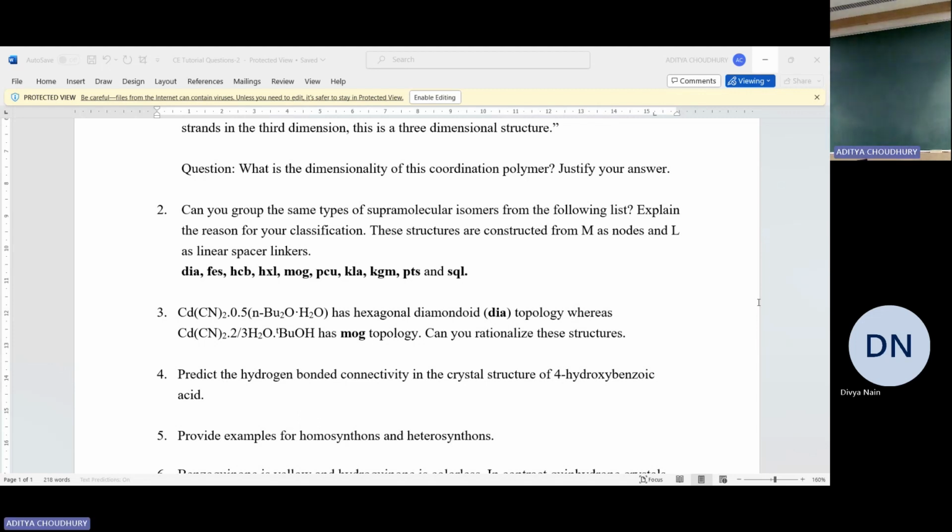Can you explain? What's the difference between the dia and the MOG? No, for dia, it's made up of tetrahedral, right? They are all tetrahedral. Okay. Whereas in this case, MOG, tetrahedral as well as square planar. Yes. Tetrahedral, you can understand. For cadmium, can have tetrahedral. Square planar. Can it have square planar?